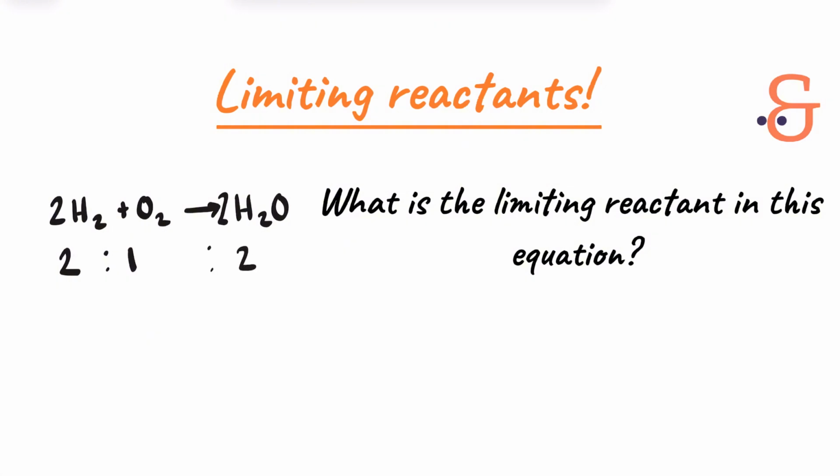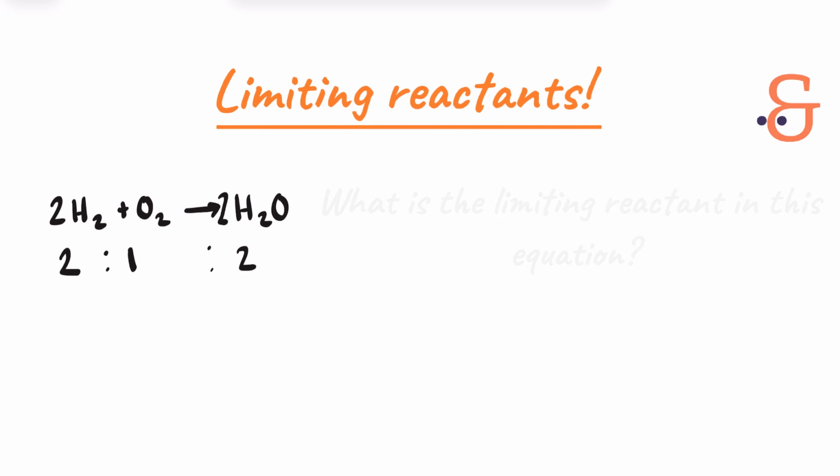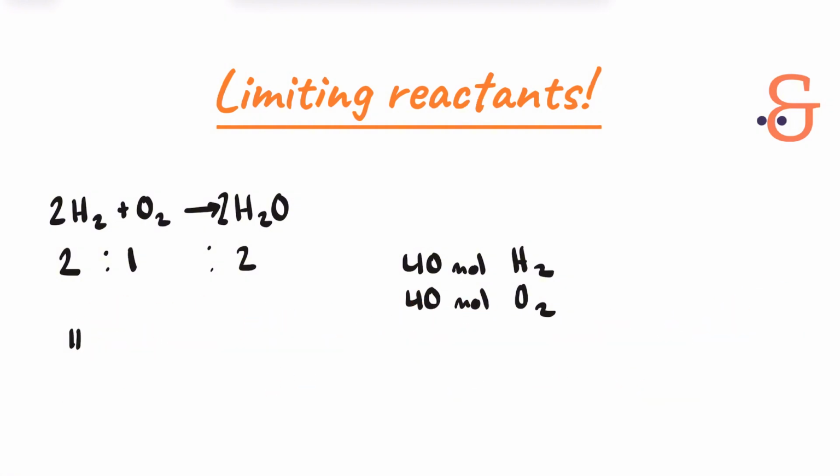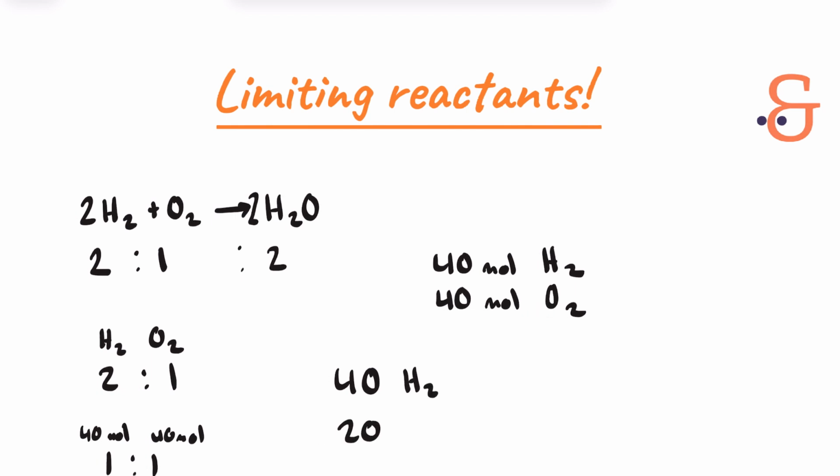So let's say the question says we've got 40 moles of H2 and 40 moles of O2. How many moles of H2O can we actually make? So the H2 and the O2 always have to be in a 2-to-1 ratio. However, if we've got 40 moles of both, that's going to be in a 1-to-1 ratio. Well, we're obviously going to use the whole 40 moles of H2. And we obviously need half of that amount of O2, which is going to be 20 moles.